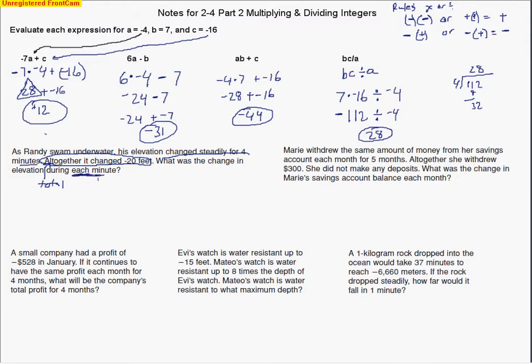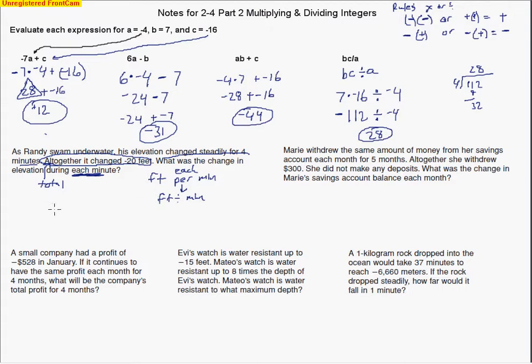Each minute tells us that we want to end up dividing, because what we want is to know how many feet he went down per minute, or each minute. This per, or each, means that we are going to divide the number of feet by the number of minutes that he ended up swimming for.